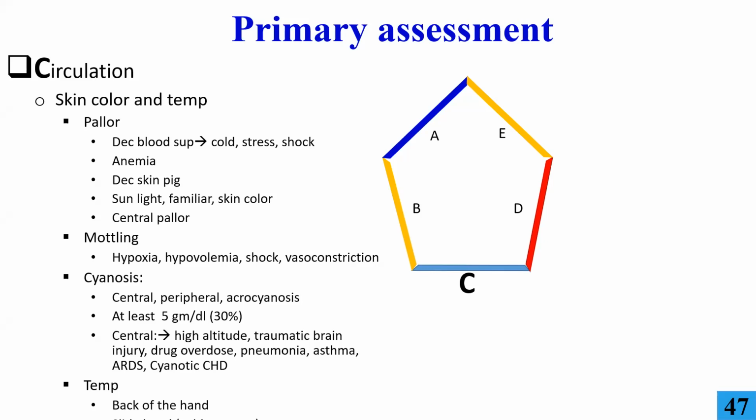We said it's at least 5 grams we're losing, and if the standard hemoglobin is 14 or 13, it's around 30%. Mean saturation will be 70 before the cyanosis occurs, and that's too late. Also cyanosis can occur at a higher altitude than sea level, where you get less oxygen, so you get high altitude. In traumatic brain injury, you can also get carboxyhemoglobin. It can also occur in drug overdose, pneumonia, asthma, adult respiratory distress syndrome, and cyanotic congenital heart disease.